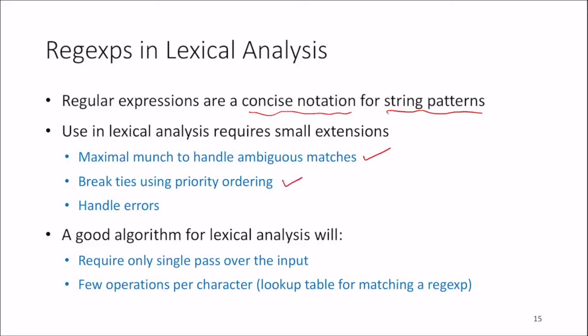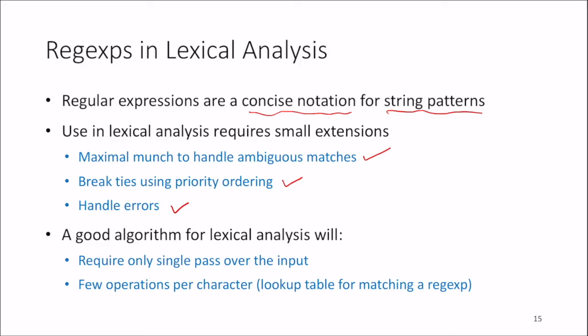If you have ties, we use a priority ordering among the different token definitions, among the different regular expressions, to say, okay, if many of them have a matching for the same length, then pick the one with the higher priority. And we need to handle errors, because a good compiler should always return good error messages to make it easy to use.